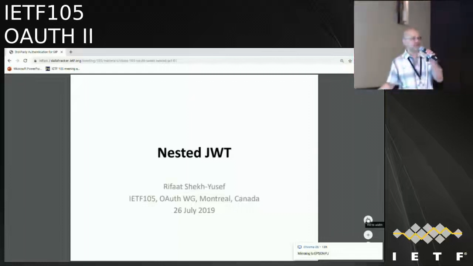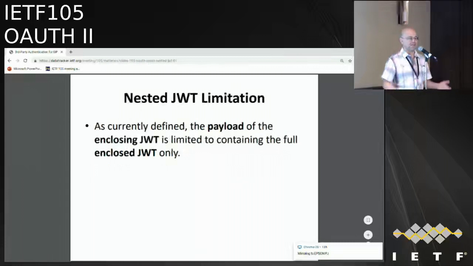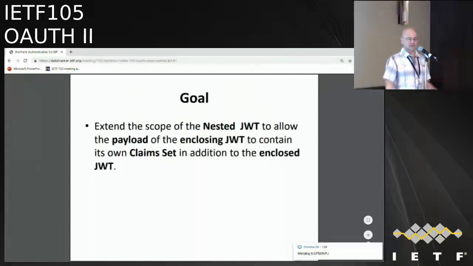So, just going through this quickly. We talked about the nested JWT last time. What was missing is use cases. The issue with the JWT specification today is that it defines the concept of a nested JWT, but it has a limitation: the enclosing JWT doesn't have its own claims. So the goal is to extend that concept and allow the enclosing JWT to have its own claims.